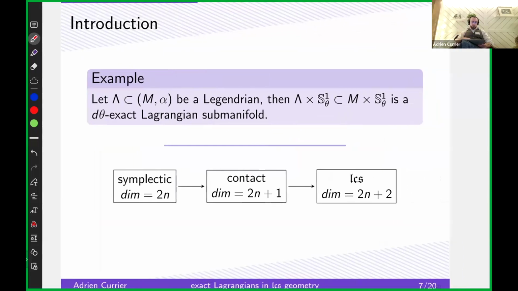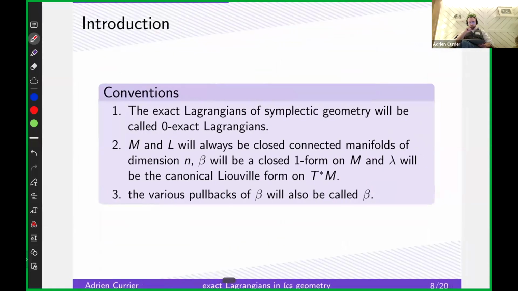Now, with this, we conclude the introduction, but before we continue, just a point about the conventions. Exact Lagrangians of symplectic geometry will always be called zero exact Lagrangians. And M and L will always be closed connected manifolds of dimension n. This is important because a lot of things I'm going to say in the rest of the talk are going to be completely false if this is not assumed. Beta is going to be a closed one form on M, and lambda is going to be the canonical Liouville form on T star M. Also, the various pullbacks of beta are going to be called beta just for clarity's sake.